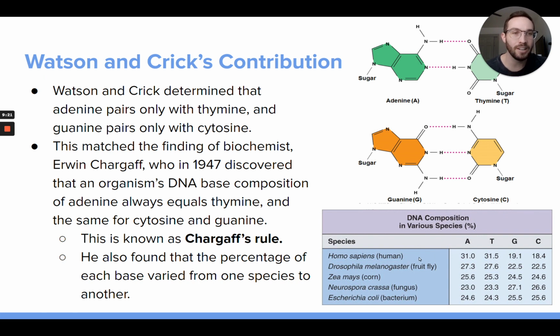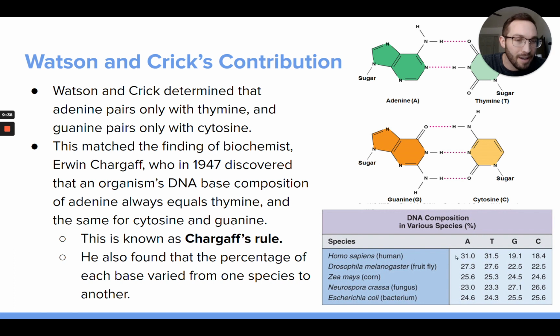He analyzed the base composition. So they knew they had these different nitrogenous bases in DNA, adenines, thymines, guanines, cytosines, and he actually looked at the percent of adenines, thymines, guanines, and cytosines in the DNA that was taken from different organisms, different species. And so here's some of his data here.